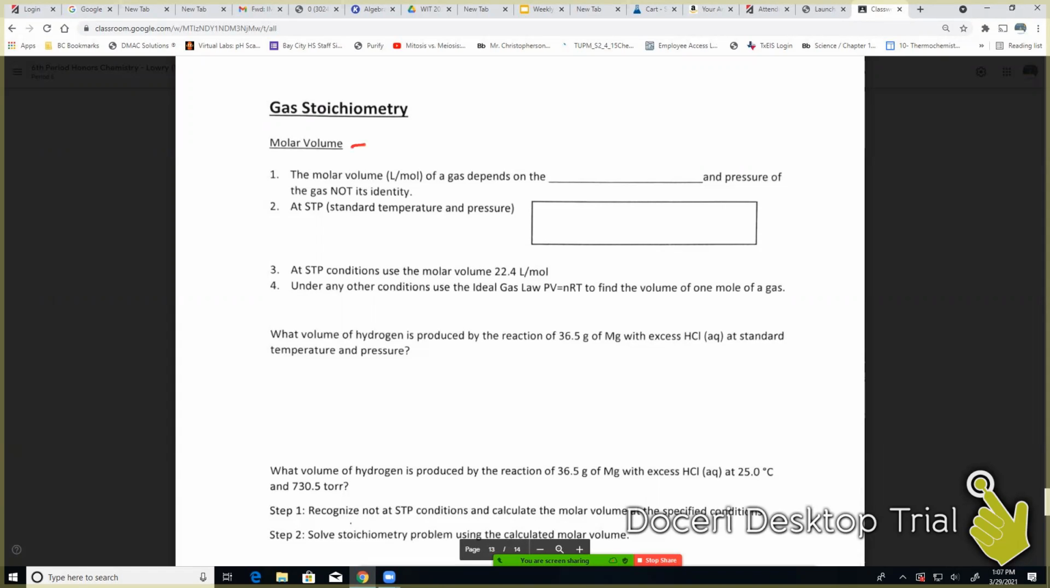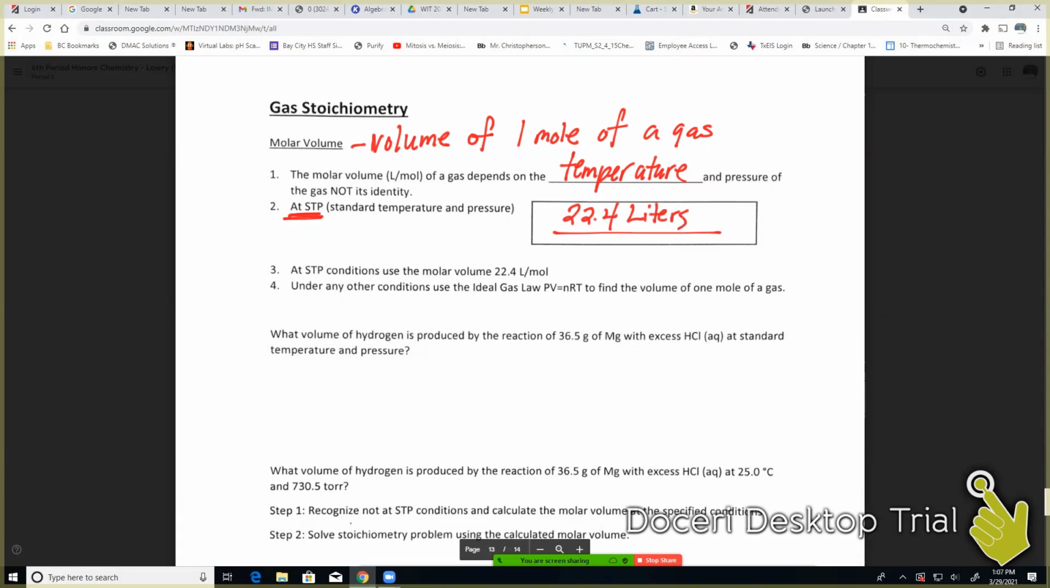So the molar volume is the volume of 1 mole of a gas. And it depends upon the temperature and the pressure of the gas, not of its identity. And at STP, at standard temperature and pressure, all gases have the same molar volume, and that is 22.4 liters per 1 mole.